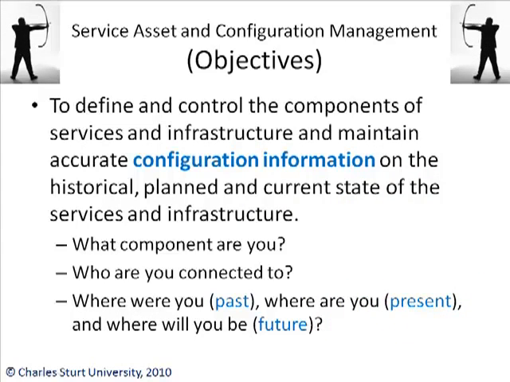Service Asset and Configuration Management, the key slide that covers the objectives for this process. The objective is to define and control the components, the CIs, the configuration items, of services and infrastructure, and maintain accurate configuration information on the historical, planned and current state of the services and infrastructure. So, what components are you? Who are you connected to? Where were you in the past? Where are you right now? And where will you be in the future? It's all about managing that information and making it available to other parts of IT and other parts of the business when they need access to it.